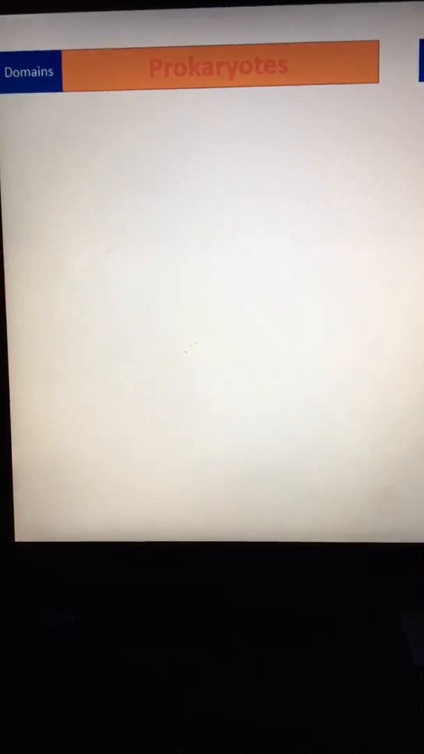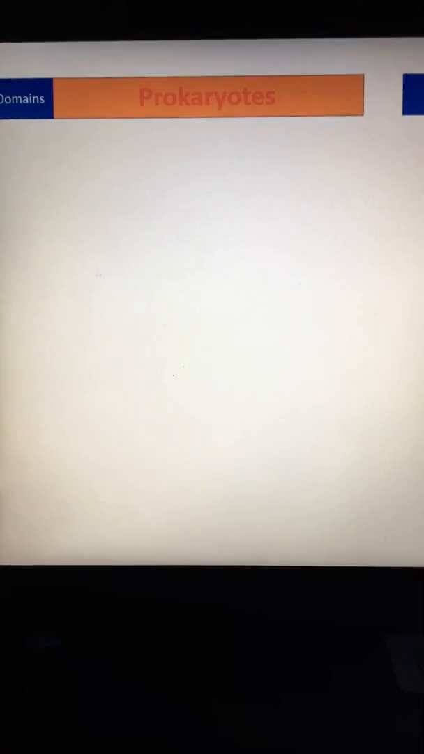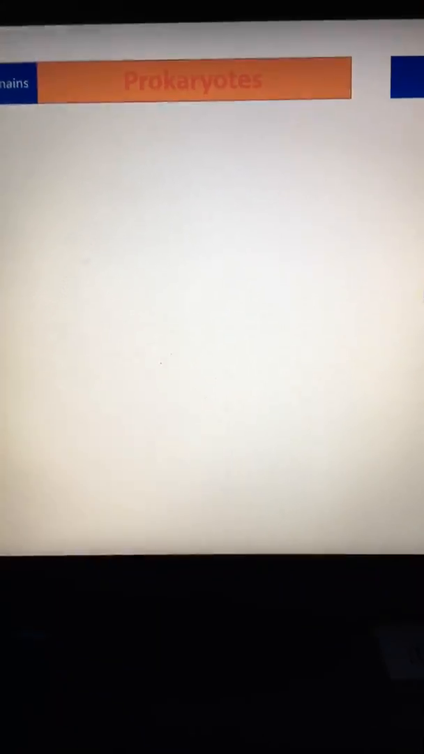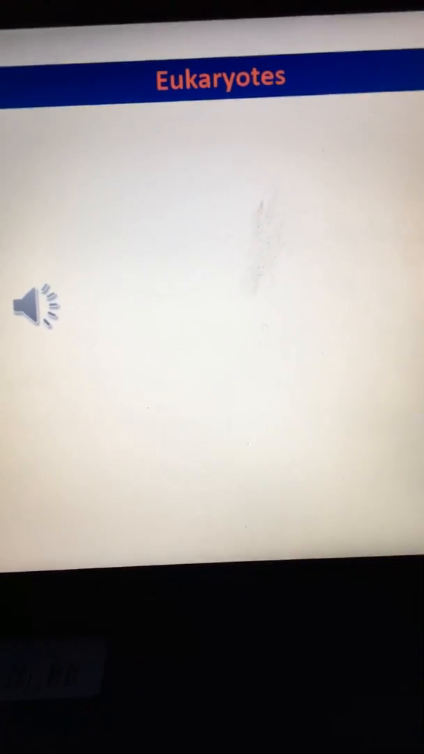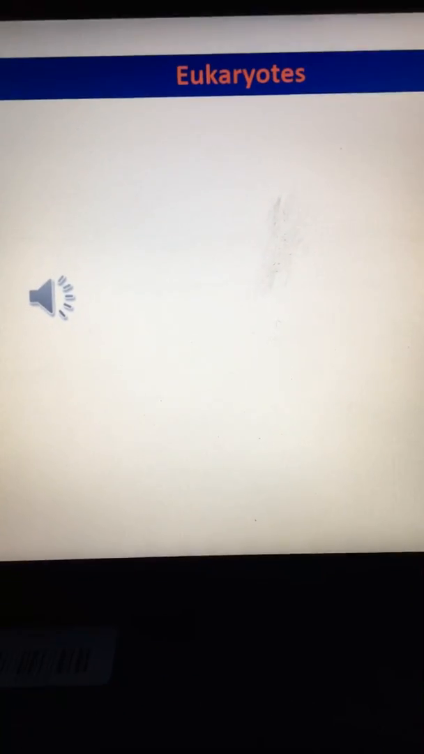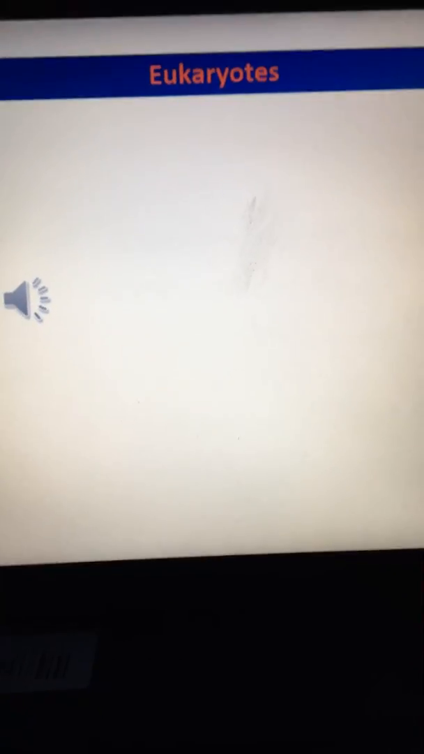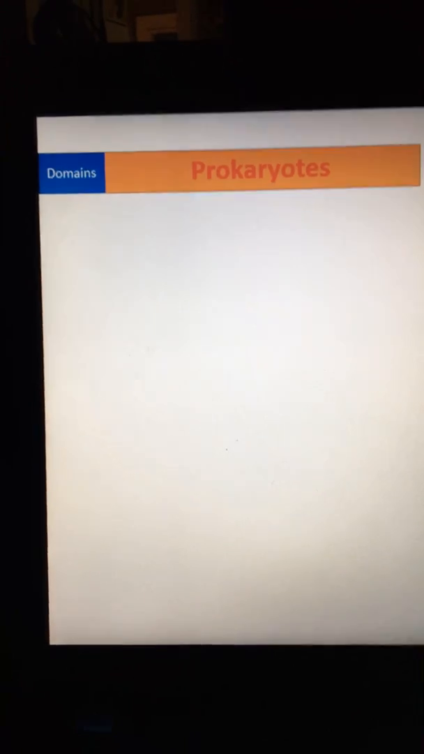So prokaryotes, as we've already talked about, are those organisms that have no nucleus. They're very, very simple, unicellular, no nucleus, no membrane-bound organelles. And then we're going to talk about the eukaryotes, which are more sophisticated, do have nucleuses, and do have membrane-bound organelles. So everything can be described as being either prokaryotic or eukaryotic, and those are the domains of life.